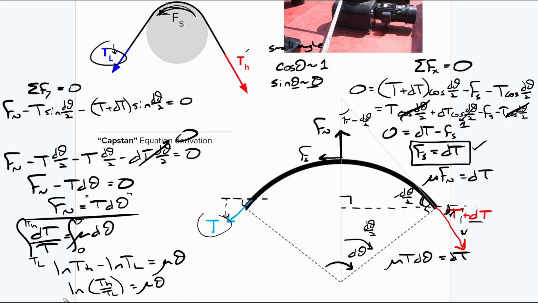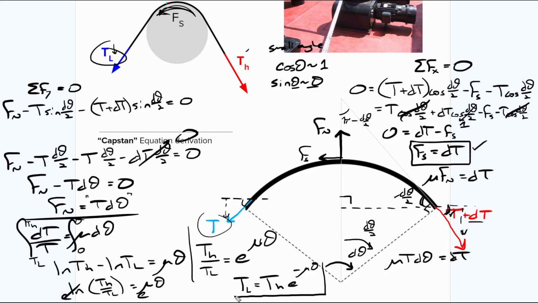Well, to get rid of this log, I could take e to the both sides. And that cancels out that. And what I get is, let me come over here, I get TH over TL equals e to the mu theta. And, well, I want to solve for TL. The way they had the Capstan formula written up there was, what is TL and what is my light amount compared to my heavy amount? So I'm going to solve for TL. I'm going to move TL here, move e to the other side. I get TH times e to the negative, because I did 1 over this thing, e to the negative mu theta.